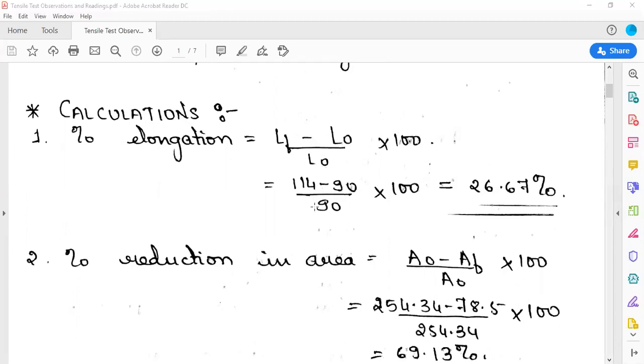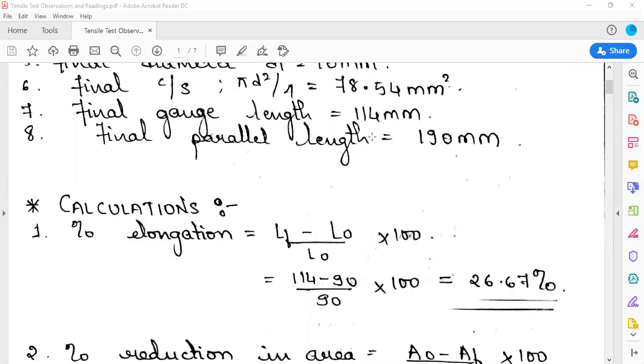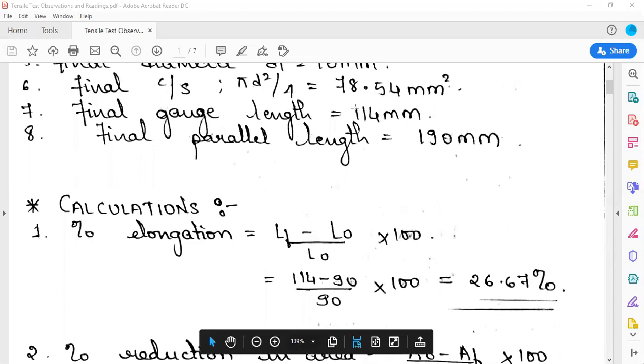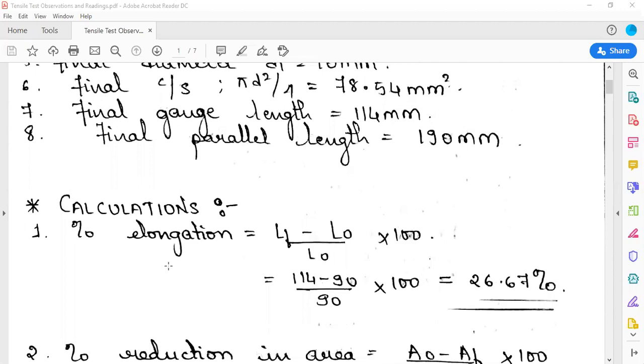Substitute all the values. The final length of the specimen is 114, original length is 90. Here you have to take the gauge length, don't take the parallel length. Gauge length: it is 114 minus original, which is 5 times the diameter, 5 into 18 is 90, divided by original length, 90. Substitute all the values, you will get the percentage elongation as 26.67%. To convert this into percentage, that's why I'm multiplying it with 100. This is how you are going to find out the percentage elongation.